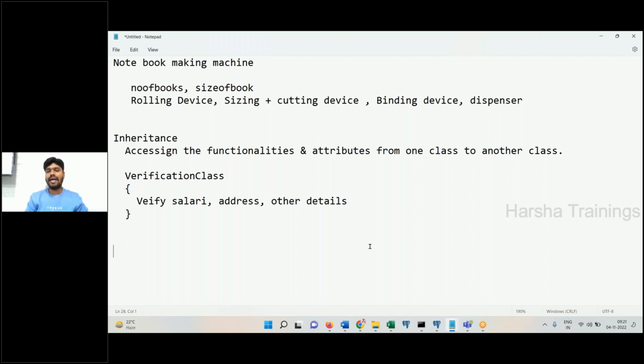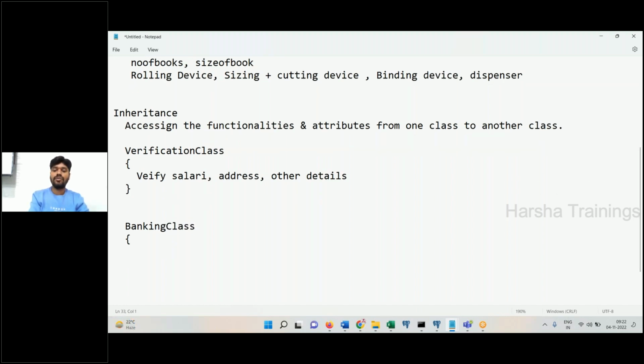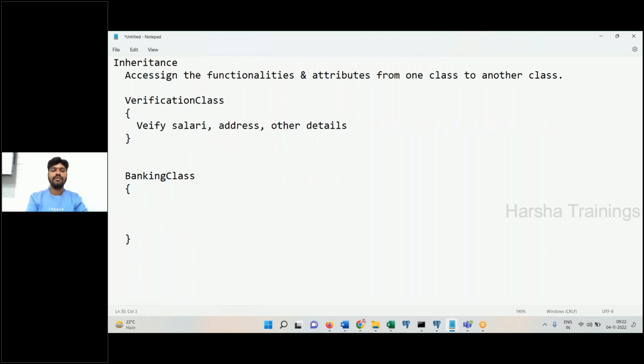Now for the verification class to be accessible to the banking class, I'll create a banking class. I'm not writing any syntax here. Don't worry about it. In PEGA, we don't do all this. Just for your better understanding, I'm doing it on Notepad. That's it. So this is a class. What is it going to process? Banking operations are going to be processed.